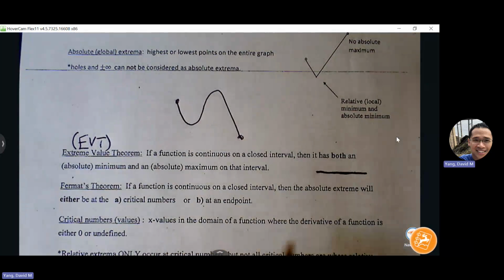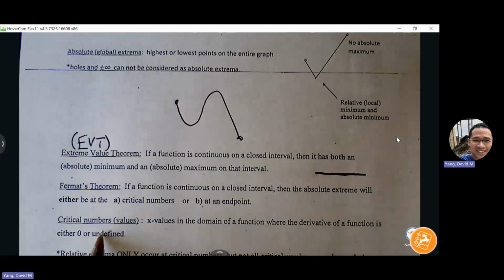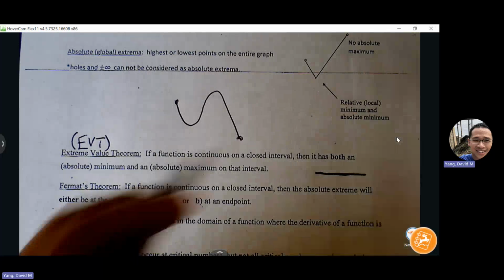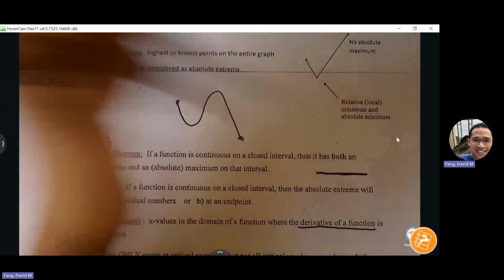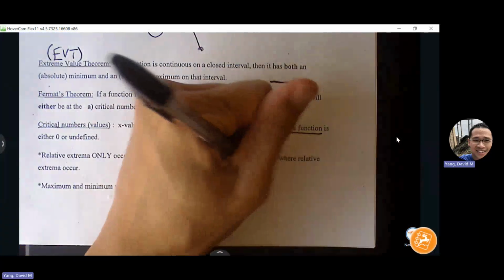Critical points are where the slope of the graph is 0, or the slope is undefined. So in other words, it's where your derivative is 0 or your derivative is undefined. Let me give you an example of a graph that demonstrates that.